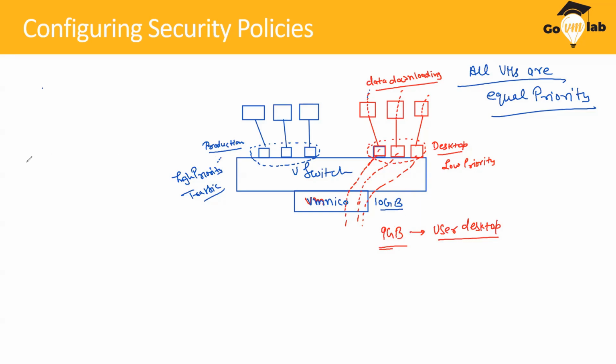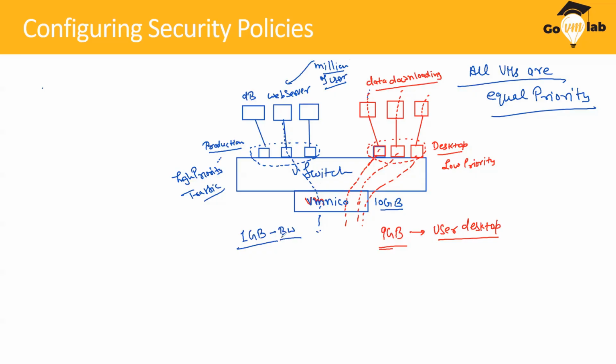Now suddenly your critical VMs start asking for traffic. Let's say this is my database VM, and a lot of load is coming, or maybe it could be your web server also. Let's assume there are millions of users hitting your web server, and obviously the requests from the web server come to this virtual switch, and the web server will only get 1 gigabit bandwidth.